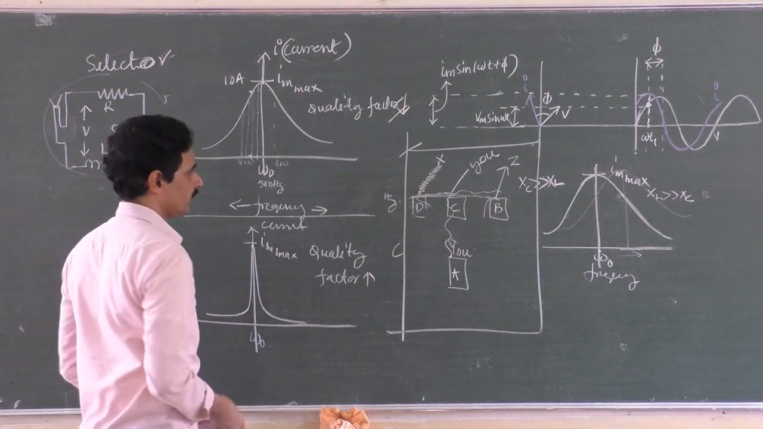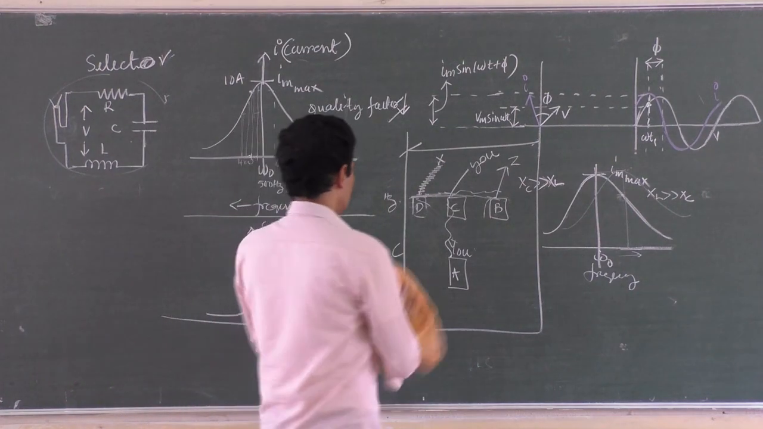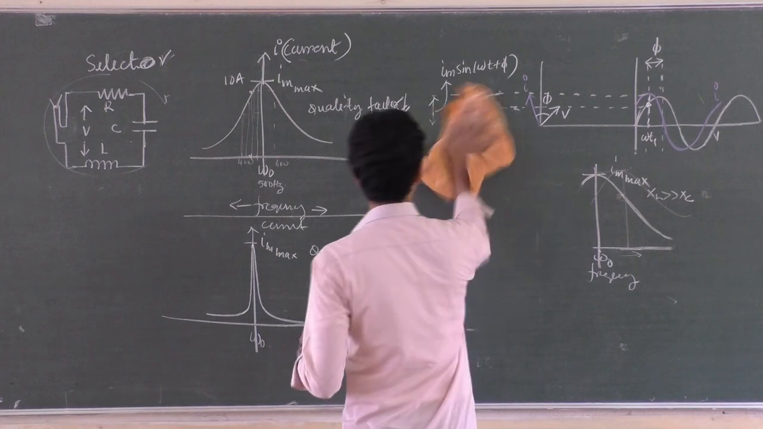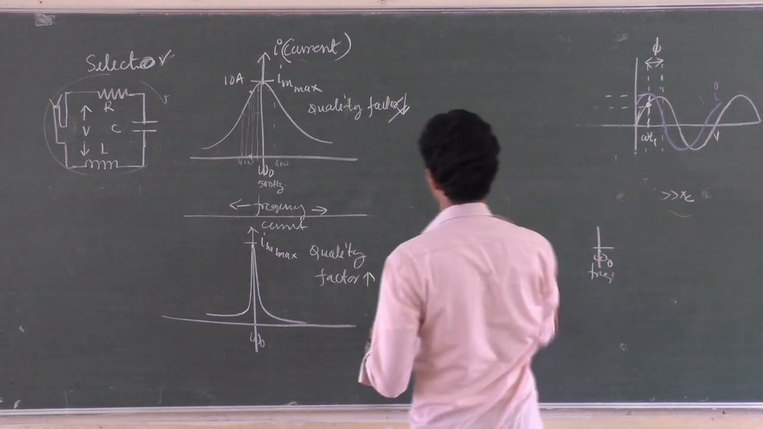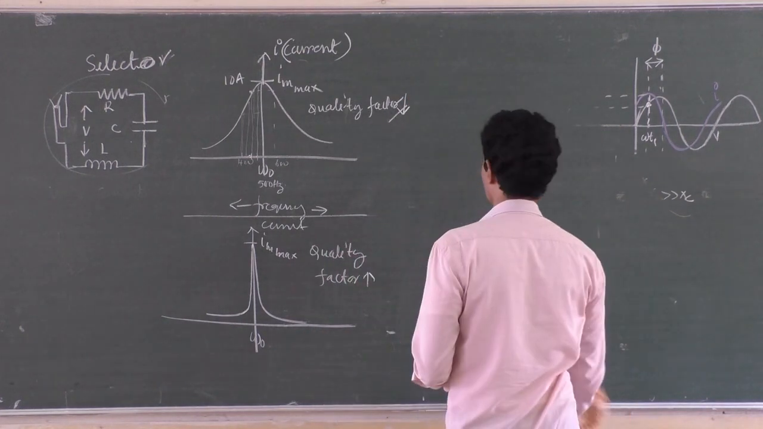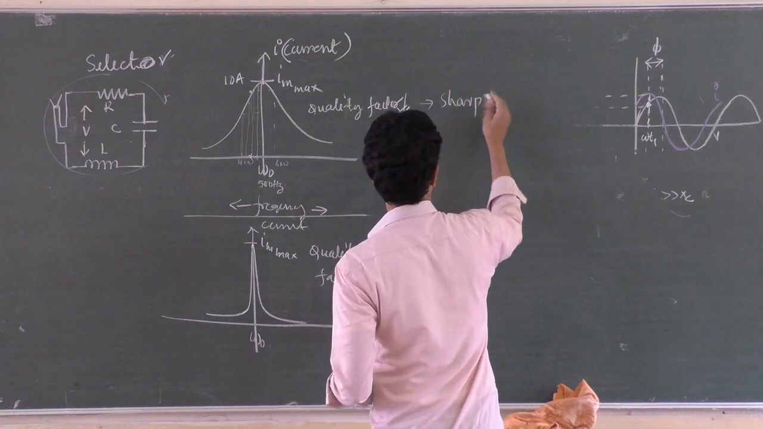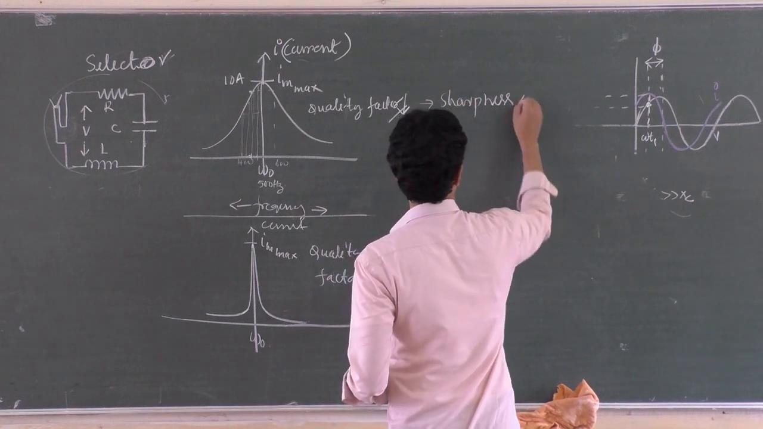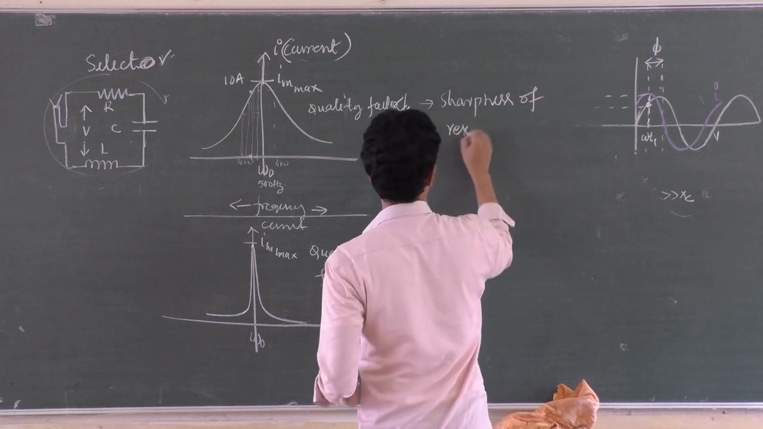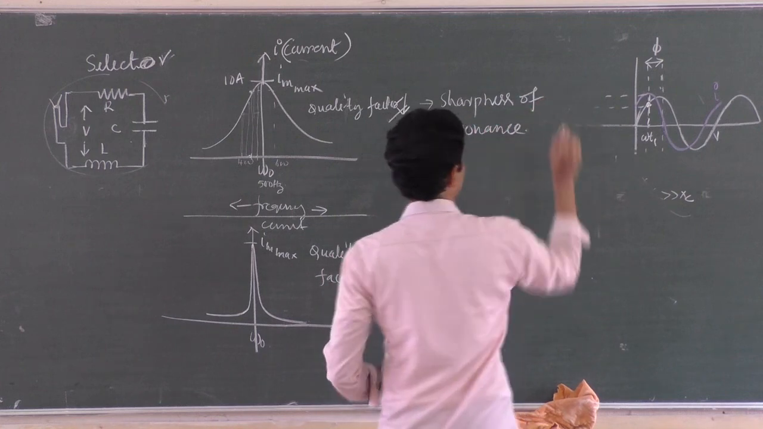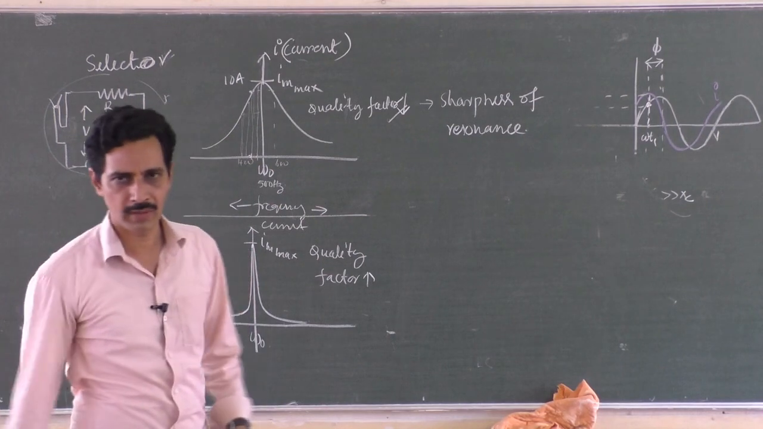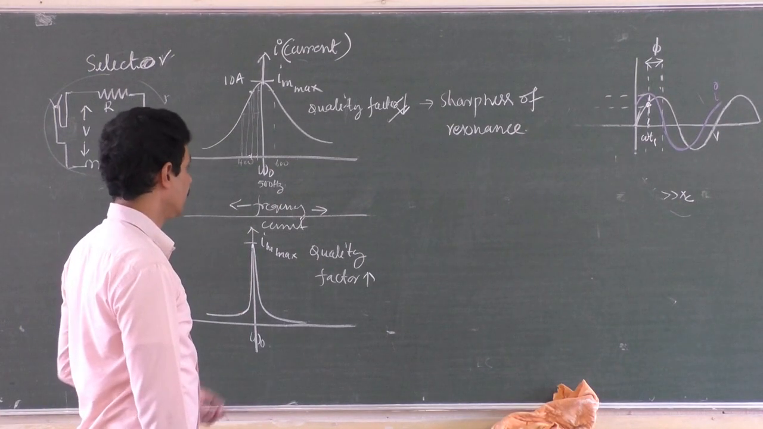Sir, how do you define quality factor then? Quality factor is the sharpness of resonance. Sharpness of resonance is called quality factor. Right? How do you define it?